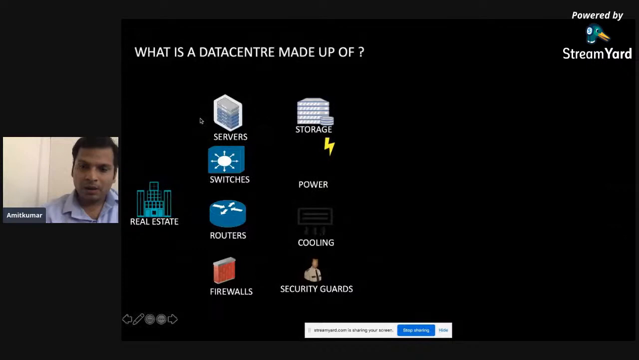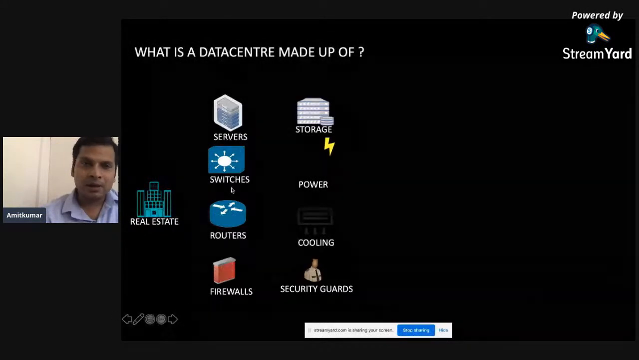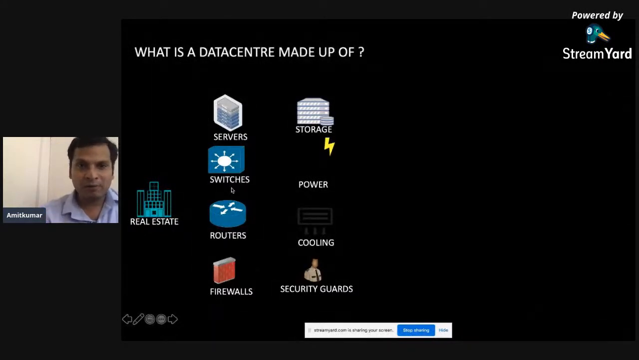Now, all of these blocks require a heavy investment. You have to procure all of this in a huge amount before you start your first application. Now the question is, if a data center is made up of these components, what is it that a public cloud is made up of?